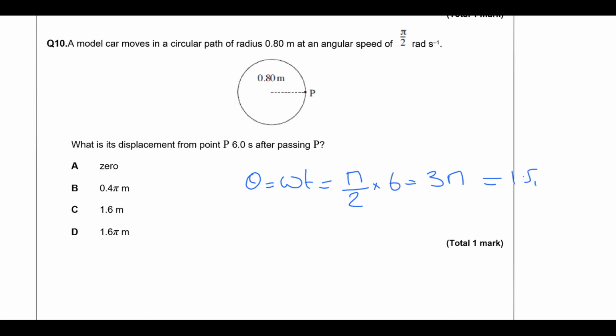So 3π is 1.5 revolutions, so if it starts here, it's going to go all the way around once, and then round to this point here. So it's gone from being at plus 0.8 to minus 0.8, if you like, so it's changed by a distance of 1.6 meters there. And that concludes this part of the exam.